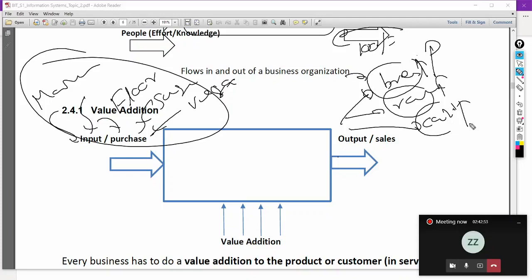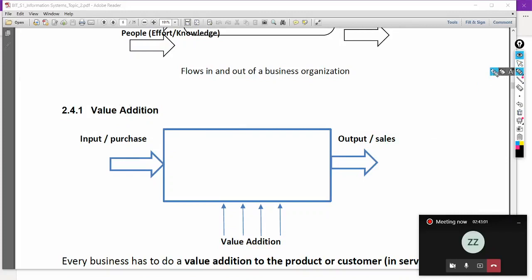Now, even for the service industry, right? That is product industry. For example, let's say something like a medical center or private hospital. Now what is coming in as a material? Sick people.